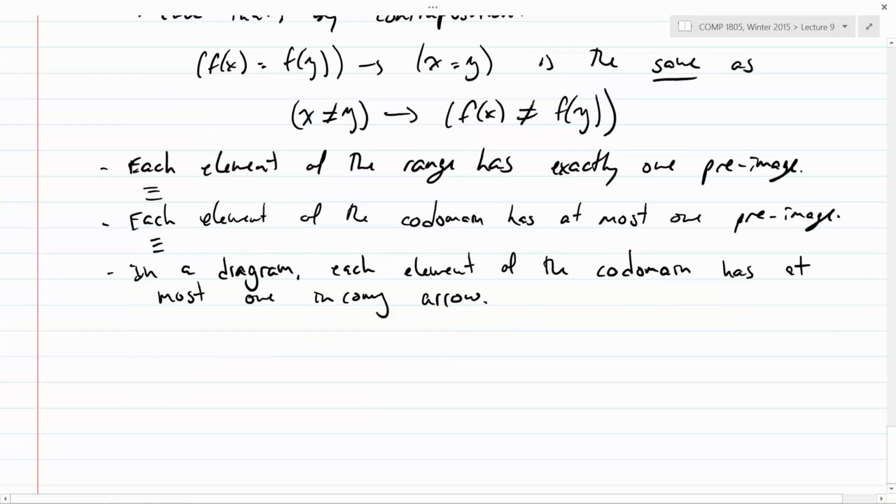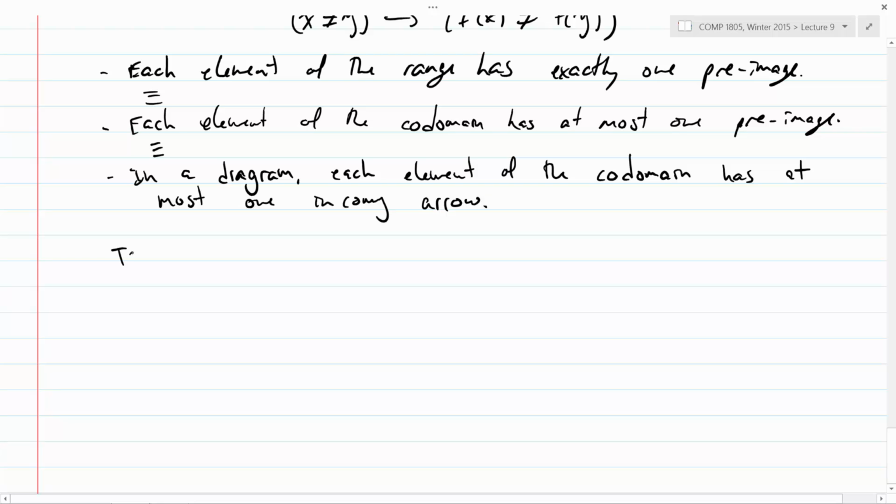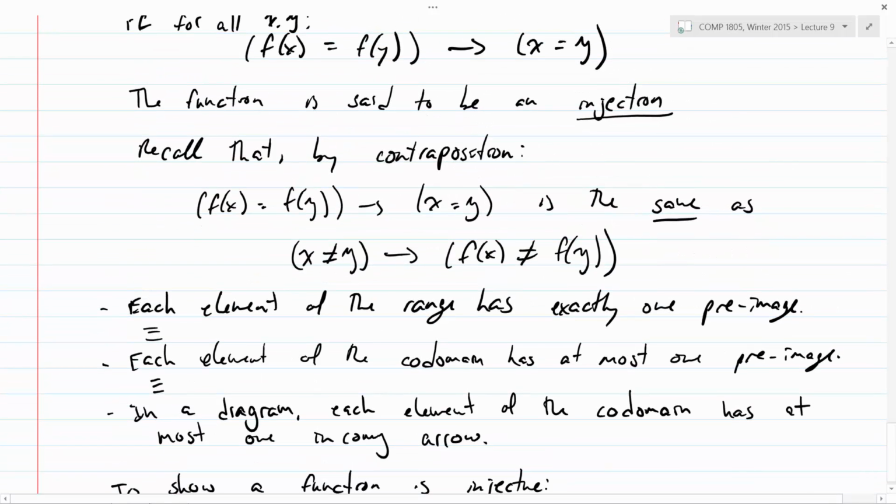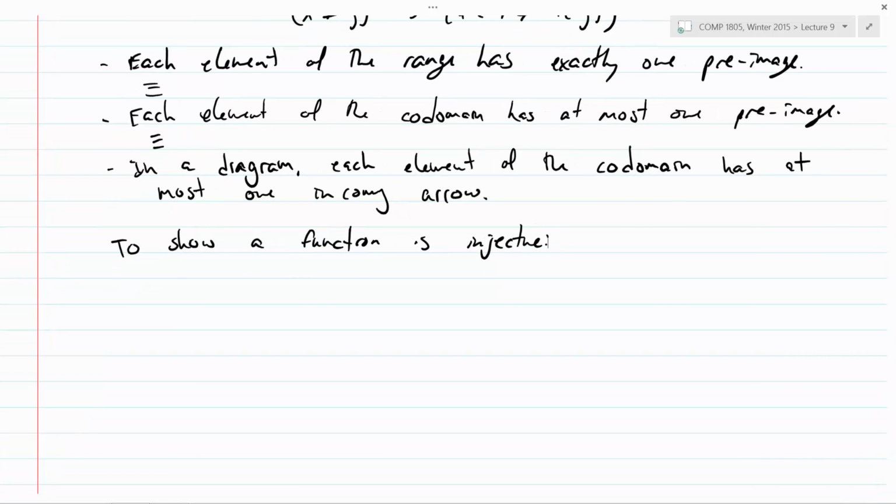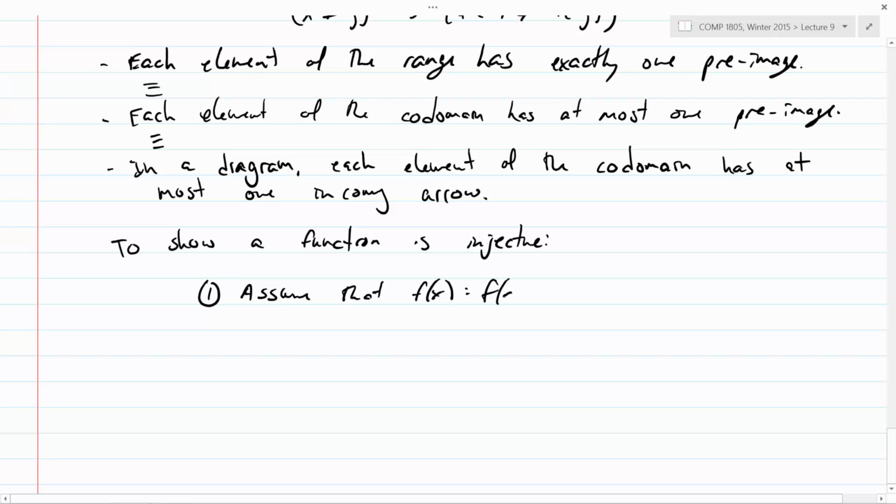All right, so let's think about how to prove a function is injective. Notice that there are two equivalent definitions because of the contrapositive. So really you can prove it directly or indirectly. The first way is to assume that f of x equals f of y and show that x equals y. That's one way to do it. So that would be directly.